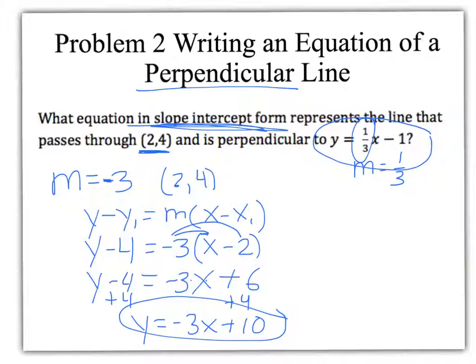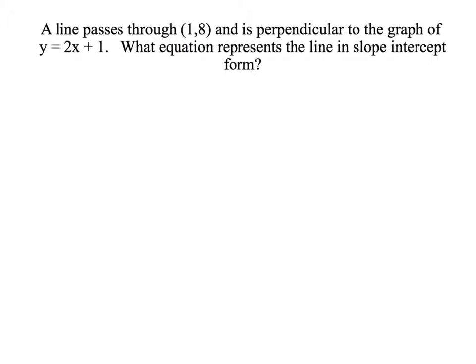So you can always double check and make sure you did it right at the end. Okay, one more of those. So we have a line that passes through this point, (1, 8), and is perpendicular to the graph of y equals 2x plus 1. What equation represents the line in slope-intercept form?